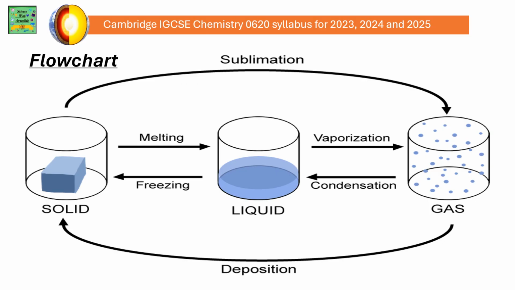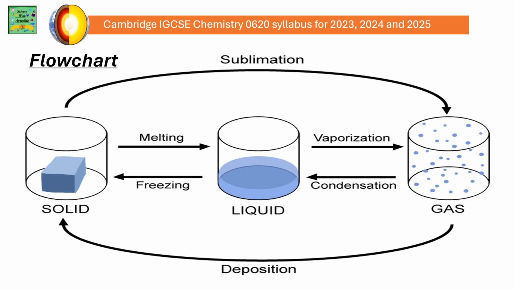Here are the names of the phase transitions between solids, liquids, and gases. The first one is melting, which is a phase transition from a solid to a liquid. Second, freezing, a phase transition from a liquid to a solid.